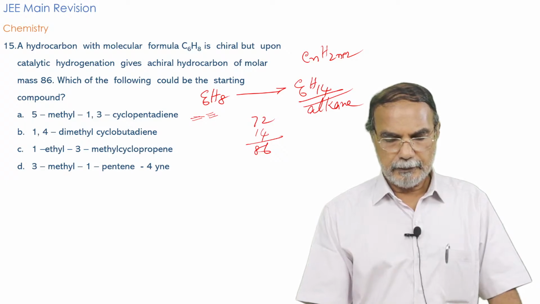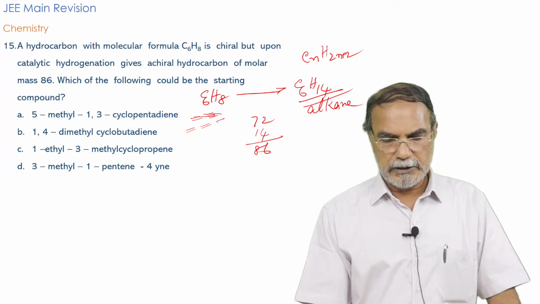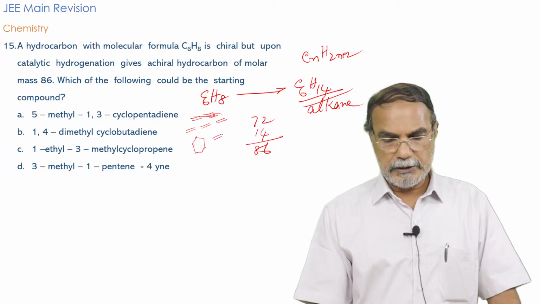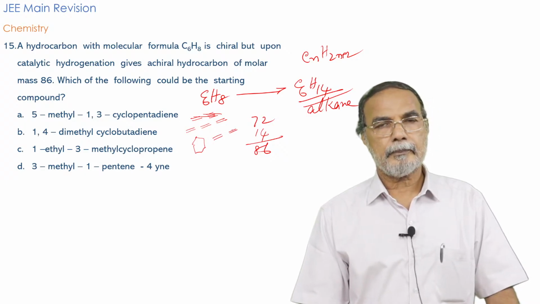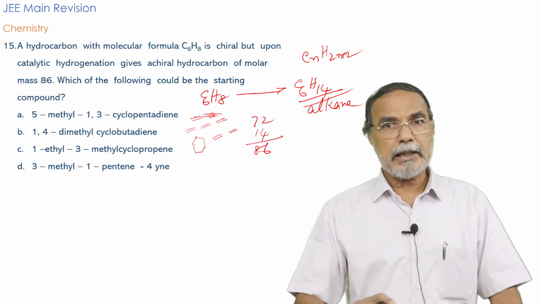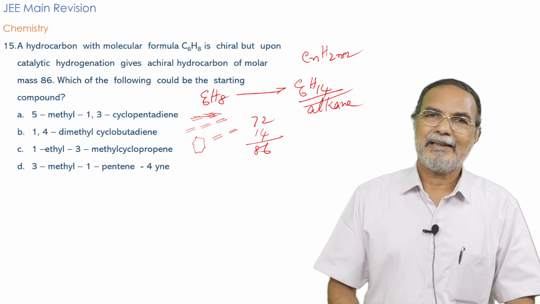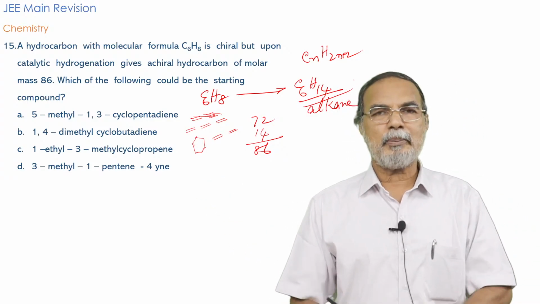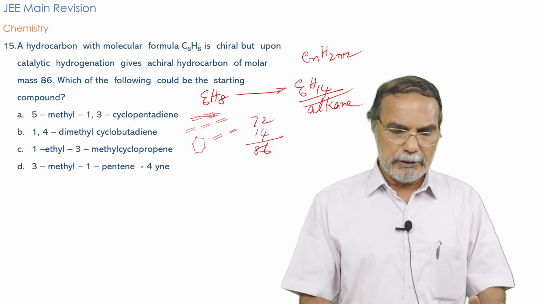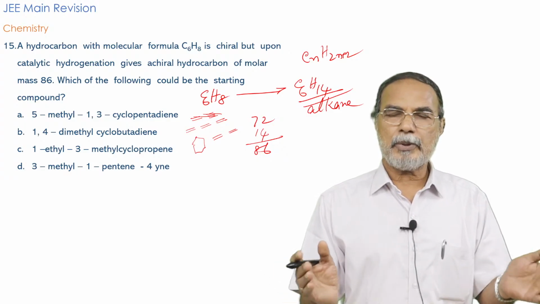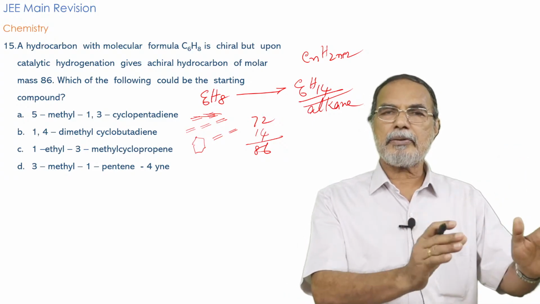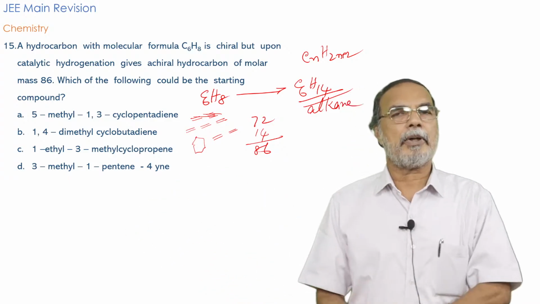It may contain 3 double bonds, or it can contain a ring and 2 double bonds. There are various possibilities. But the reduction product is an alkane, that is a straight chain compound. If the reduction product is a straight chain compound, you need not worry too much about the question, because that excludes the possibility of a cyclic compound as a substrate. A cyclic compound on reduction will give only a cycloalkane as a final product.